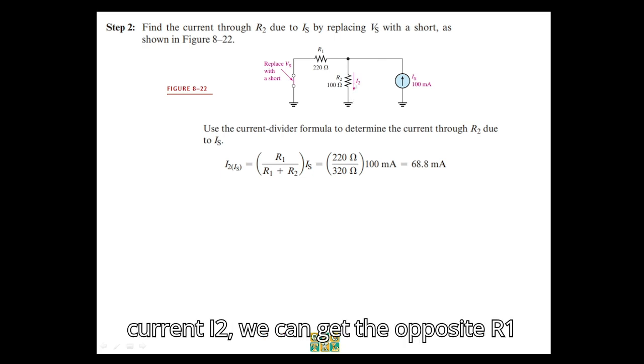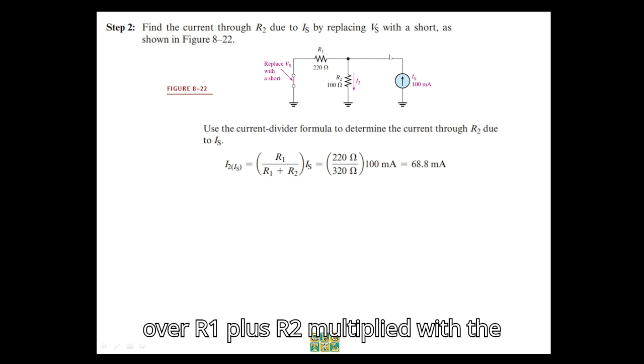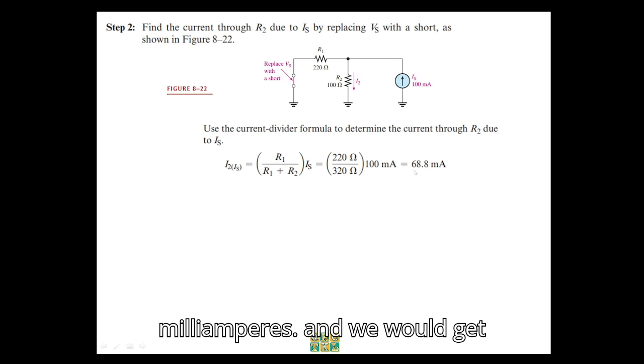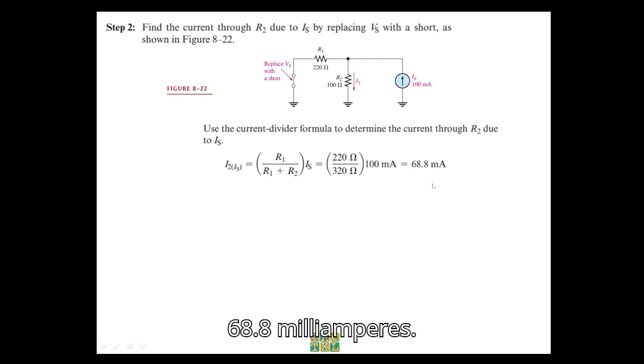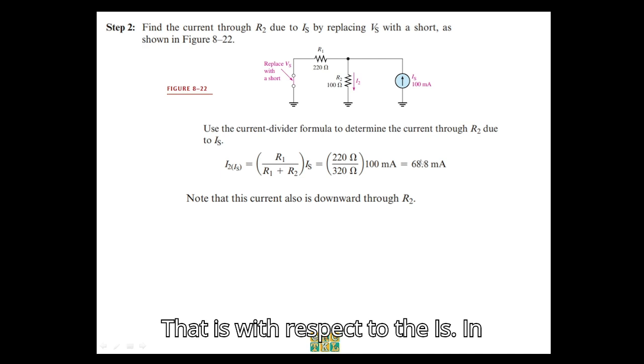So to get the current I2, we can get the opposite R1 over R1 plus R2 multiplied with the I total, or Is, going this way. And we will get 220 ohms over 320 multiplied with 100 milliamperes, and we would get 68.8 milliamperes. That is with respect to the Is.